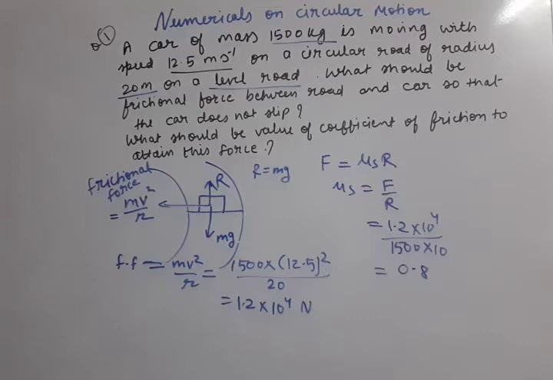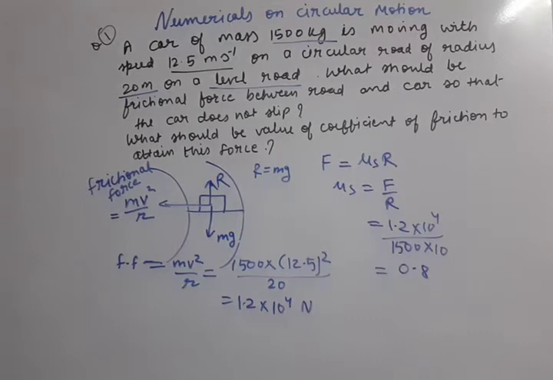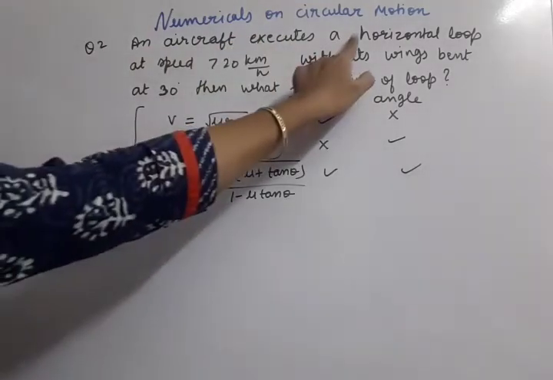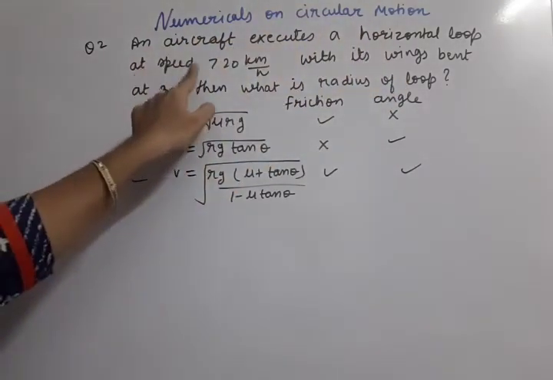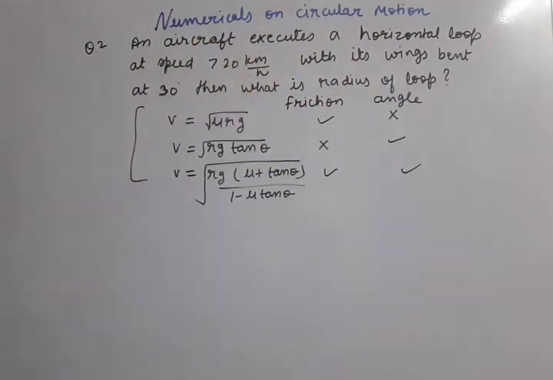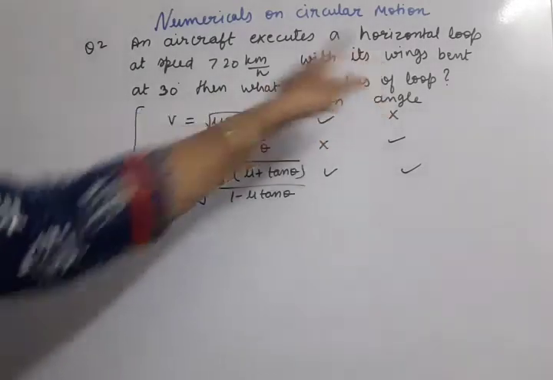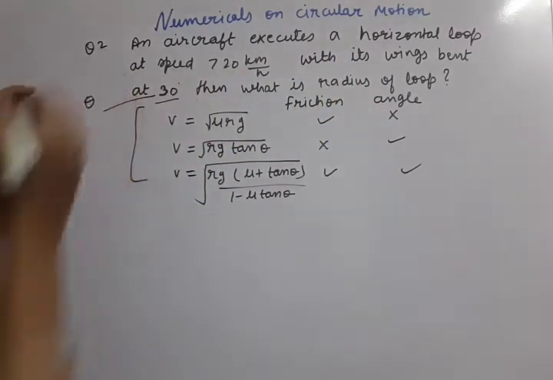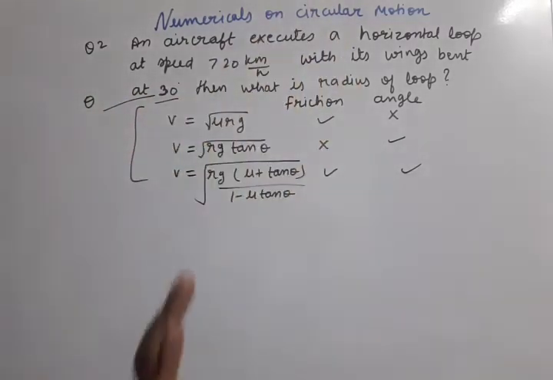Note down this question, we are proceeding to the next question. Now let's see the second question. An aircraft executes a horizontal loop at a speed of 720 km per hour. So the aircraft's speed is given and its wings are banked at 30 degrees. So the angle theta is also given. Then what is the radius of the loop?